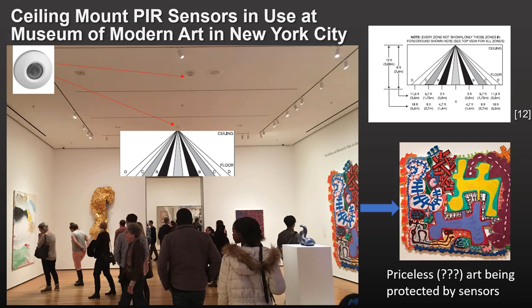Shown in this photo is an application for a ceiling mount PIR sensor. Two of these sensors are mounted on the ceiling of a room full of paintings at the Museum of Modern Art in New York City. Each of these sensors protects roughly half the room. The ceiling in this room is roughly 12 feet high, which is 3.66 meters.